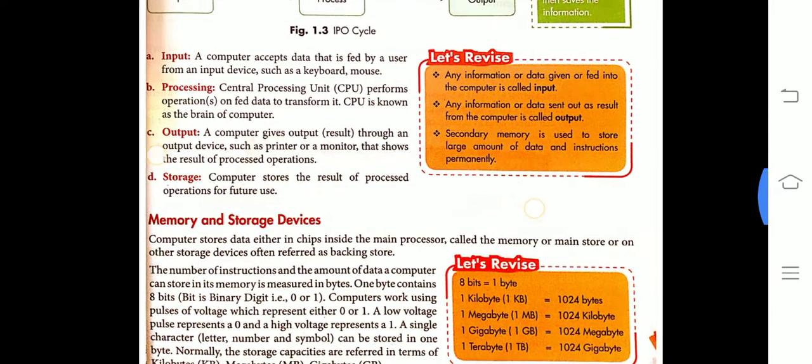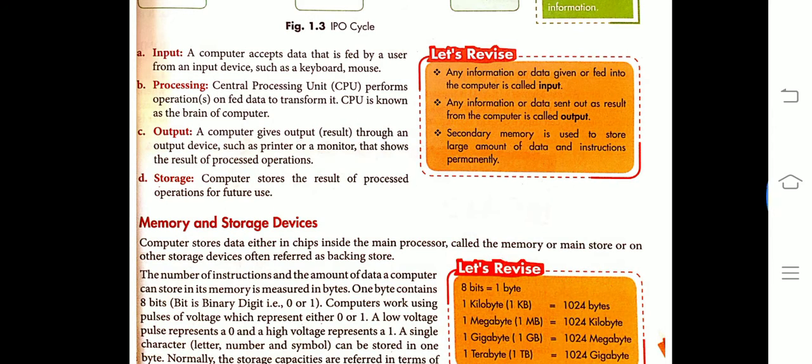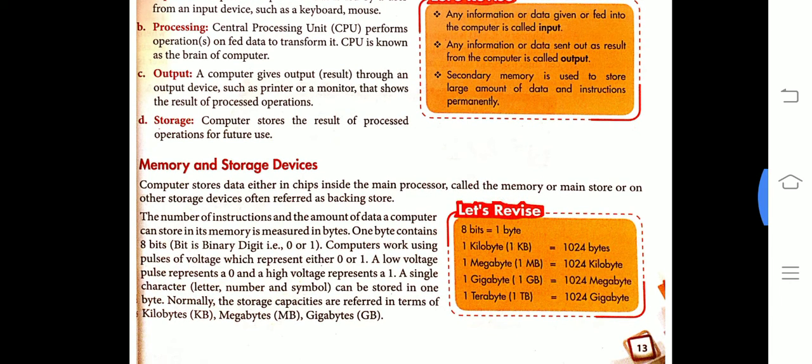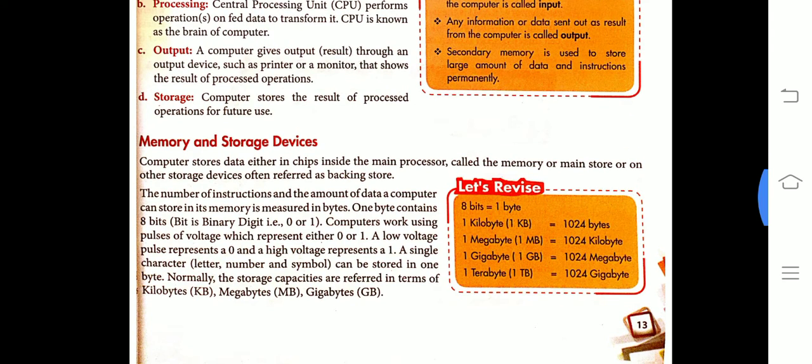So students, you have to understand input, process, output and storage. So this is the main thing about computer. Any information or data given or fed into the computer is called input. Any information or data sent out as a result is called output. Secondary memory is used to store large amounts of data and instructions permanently.